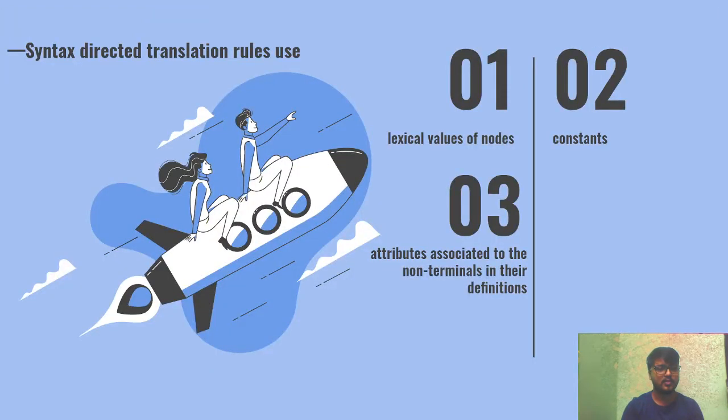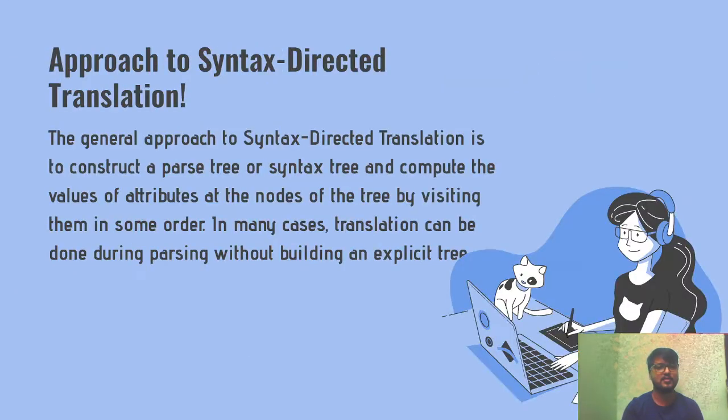to the nodes. Now, what do syntax directed translation rules follow? The first one is the lexical values of nodes, the second one is the constants, and the third one is the attributes associated to the non-terminal in their definition.